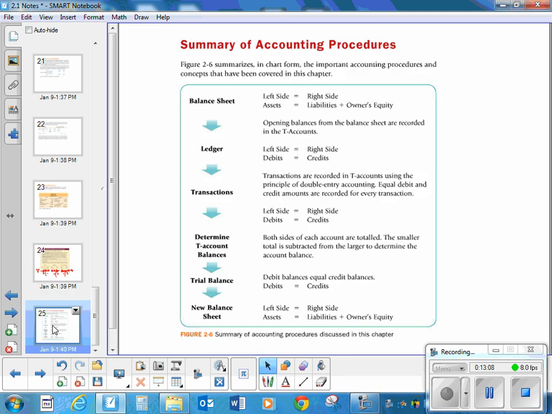Okay, so if we just want to review what we've learned so far from the beginning of the course, the first thing we learned how to make was a balance sheet. We talked about ledgers and transactions, and remembering that the left side has to equal the right side, or the debits have to equal the credits. We then learned how to put the transactions into T accounts. Then today we also learned how to make a trial balance and then end off with a new balance sheet. Okay, so we're going to practice what we've learned so far.